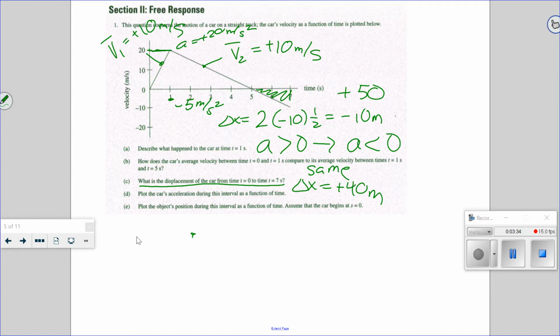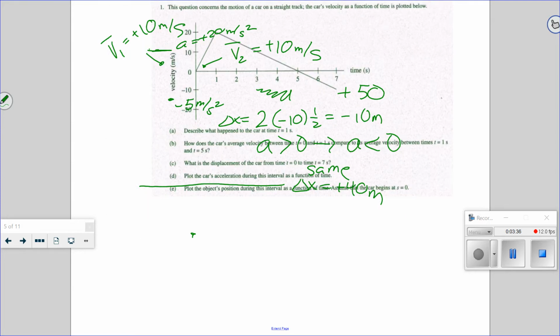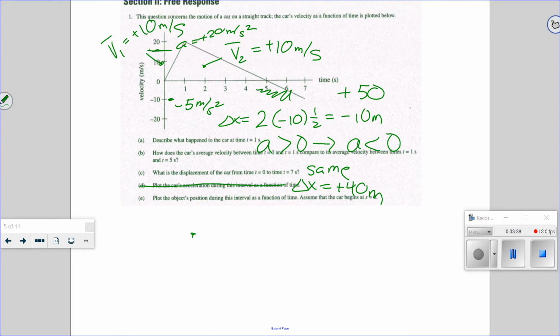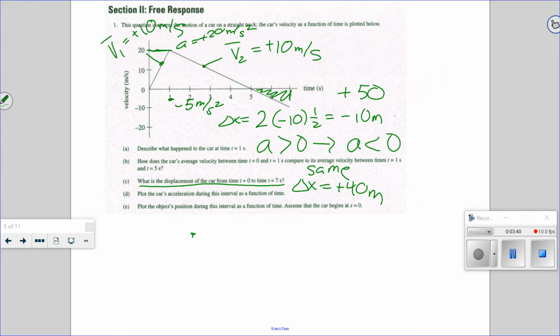That's not going to work. I can't highlight that thing. There you go. It's going to be steadily at negative 5. It's the slope of the line. Okay, fantastic. Plot the object's position during this interval as a function of time.